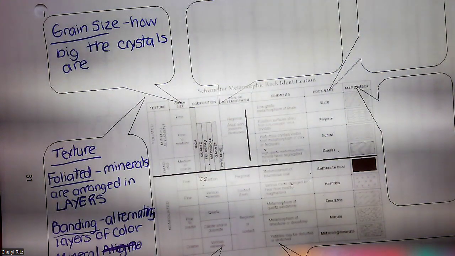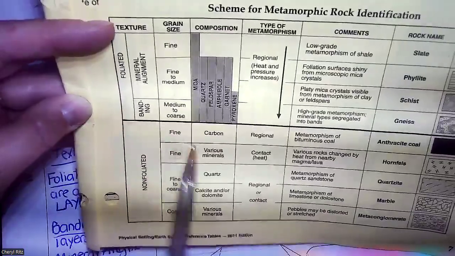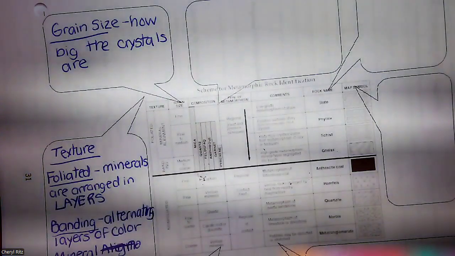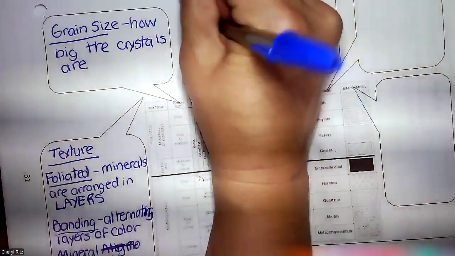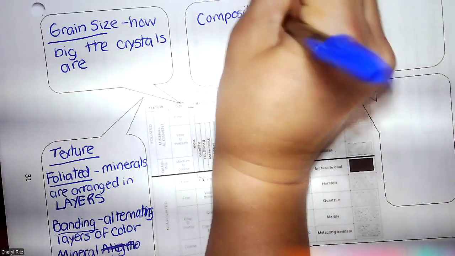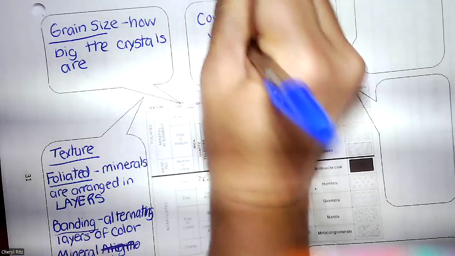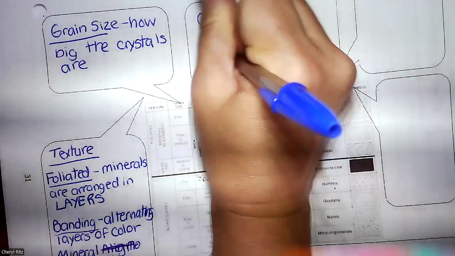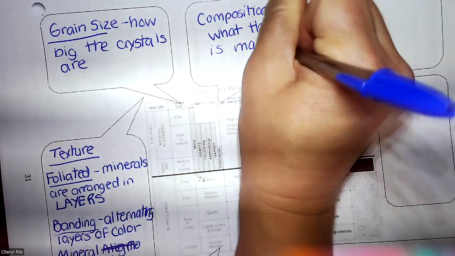Some of the other choices, they have coarse in there. They also have medium. That's not a choice on igneous rocks, but as you can see on the metamorphic rock chart, grain size isn't all that important. What's more important is going to be the composition. Composition, just like the rest of them. What does composition mean? Yep. What the rock is made of.